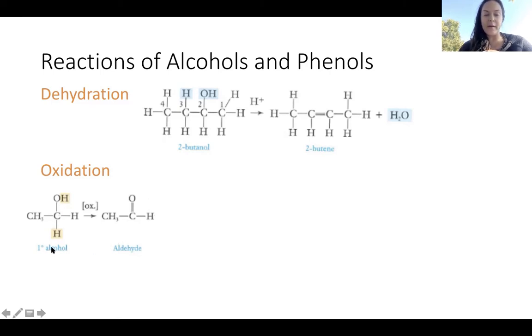Remember, if the carbon of a carbonyl is attached to a hydrogen, that's an aldehyde. Notice this is a primary alcohol, meaning the OH group is connected to a carbon, and that carbon is attached only to one other carbon. That's a primary alcohol. This changes in secondary alcohol. So again, the OH group is attached to this carbon. This carbon right here is attached to two other carbons, so that gives us the secondary alcohol. If we oxidize this, we end up with a ketone. Remember, a ketone is when the carbon of a carbonyl is attached to two other carbons, as it is here with the secondary alcohol.